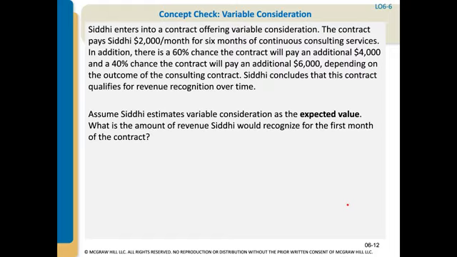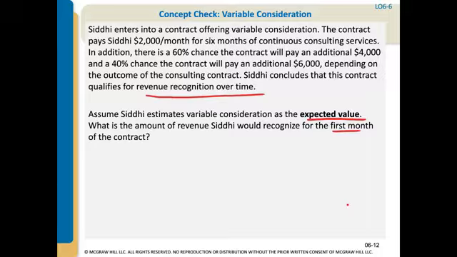Let's go through a concept check. CD enters into a contract offering a variable consideration. The contract pays CD $2,000 a month for 6 months of continuous consulting services. In addition, there's a 60% chance the contract will pay an additional $4,000 and a 40% chance the contract will pay an additional $6,000, depending on the outcome of the consulting contract. CD concludes that this contract qualifies for revenue recognition over time. So what would CD recognize for the first month of the contract using the expected value estimated method?